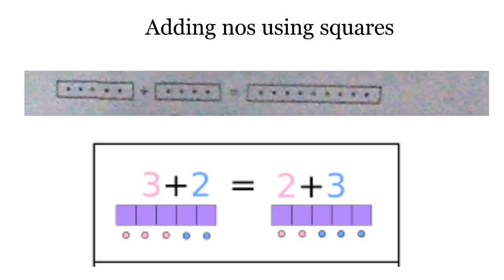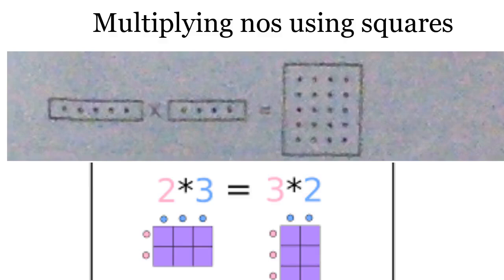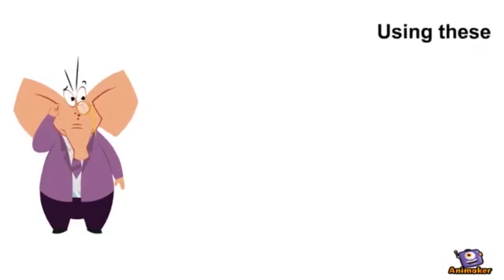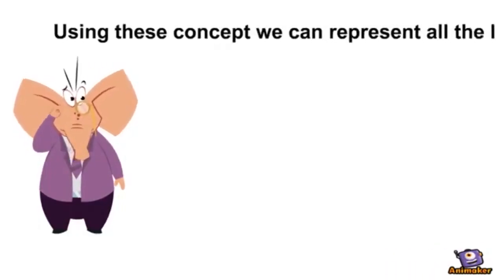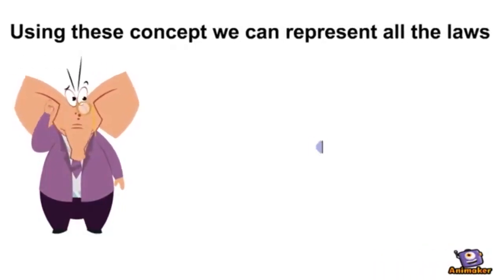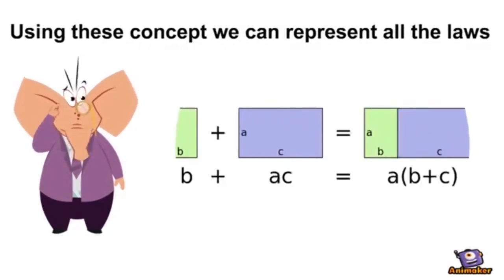Then the operation of adding two integers can be done by placing the boxes end to end and removing the partition. Similarly, the operation of multiplying A and B can be done by arranging the dots in the two boxes in rows and forming a new box with A rows and B columns in it. Using these two ideas, we can represent all the 5 laws. For example, the distributive law can be represented as follows.